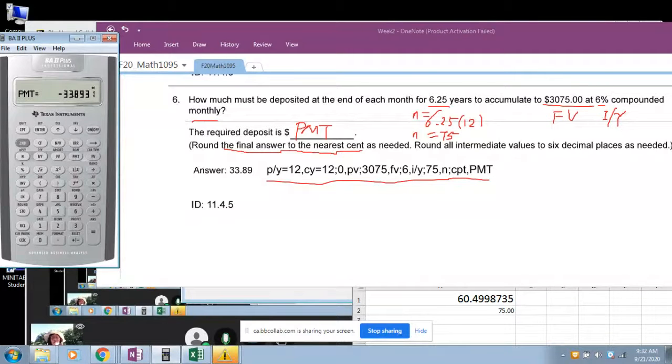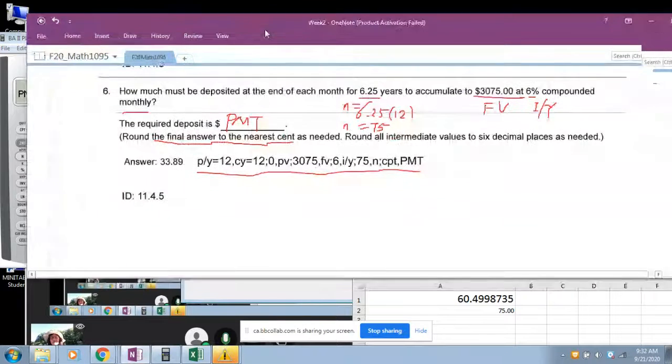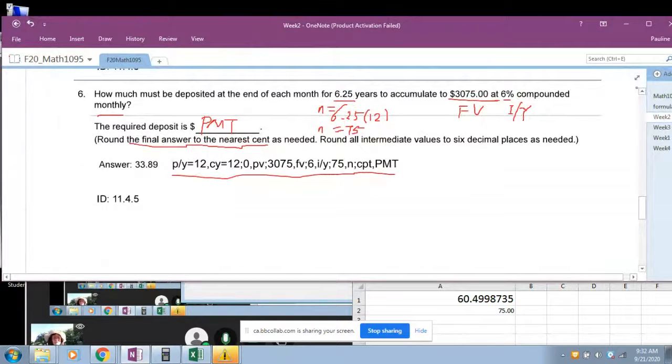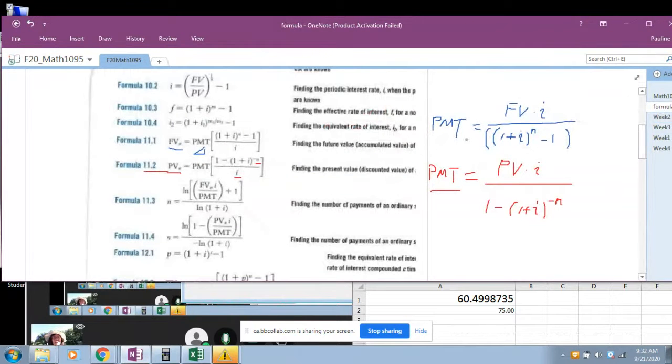That is the calculator method when you know the future value. What is the formula method? The formula method is this one here, you see the blue color. When you are given future value and you are asked for PMT, this is the PMT formula.